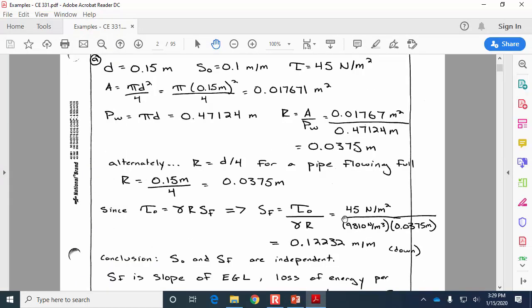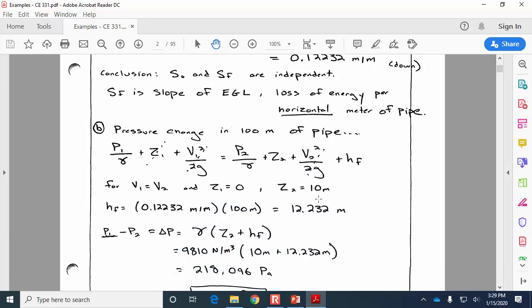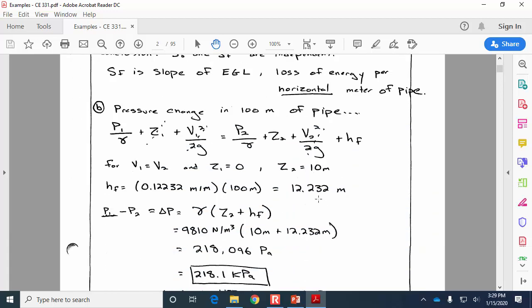Now we get the S sub F, and what that represents is the loss of energy per horizontal meter of pipe. So we're losing 0.12 meters of energy for every meter of pipe length. So now the pressure change in 100 meters of pipe, you may get a slightly different amount depending on how many digits you used for the S sub F. But I'm saying that my head loss is 12.23 meters.